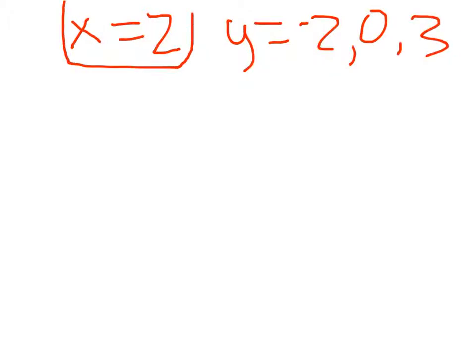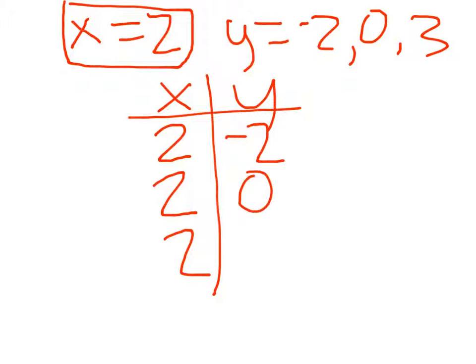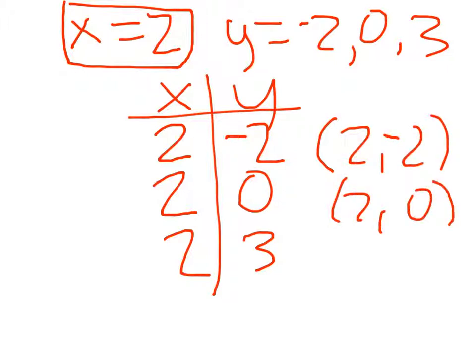So this is your line. And then you'd plug it into an xy chart like this. And you'd have the 2, because x is always 2. And then you'd plug in your y, say -2, 0, 3, to give you the points 2, -2, 2, 0, and 2, 3.